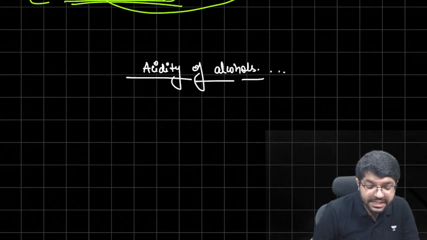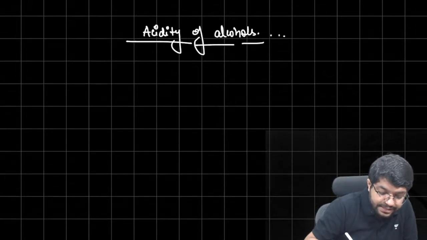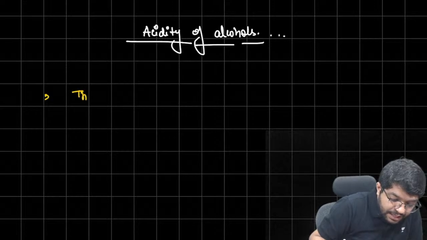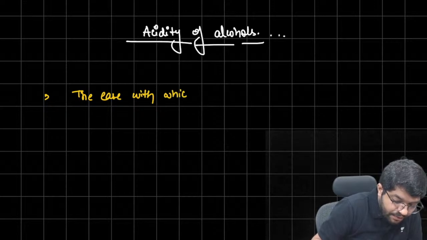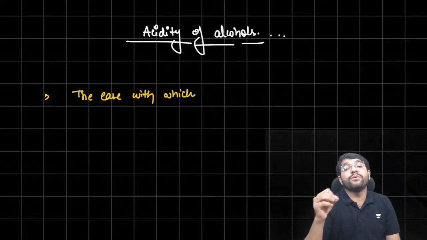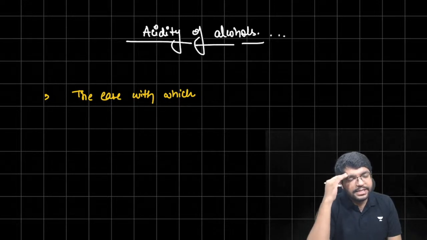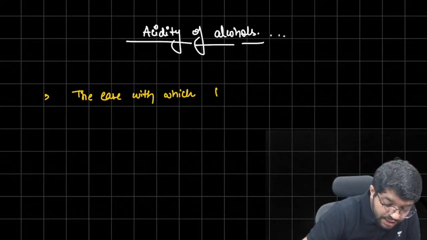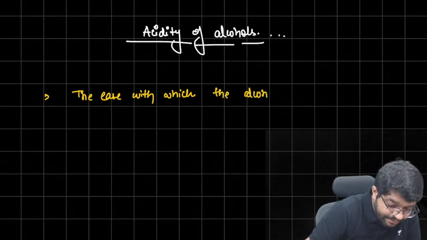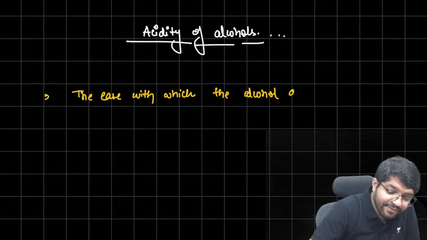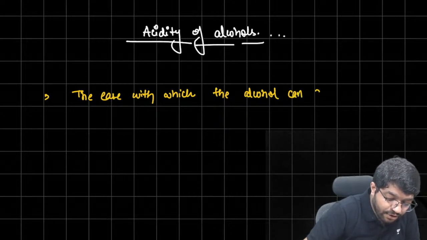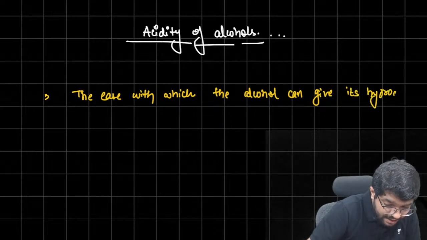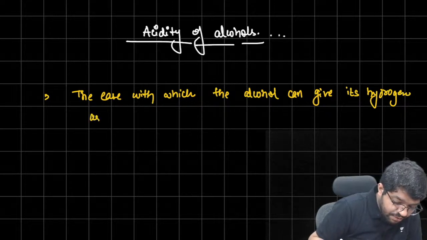Most important, acidity of phenol. Quickly, pen it down in the most layman possible language so that it gets embedded in your head. The ease with which the alcohol can give its hydrogen as H plus.